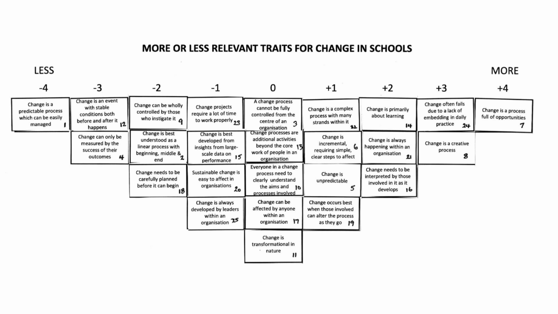Once they've done that, you then ask them to go down again. So if they've got a pile of, say, I don't know, 9 in the less relevant, then you say, right, so this needs to be down in your -4 to -1 area. In that group of 9, which do you think is the absolute least relevant trait for change in schools? That wants to go up -4. Then the next 2 least relevant, you need to put in -3, etc.